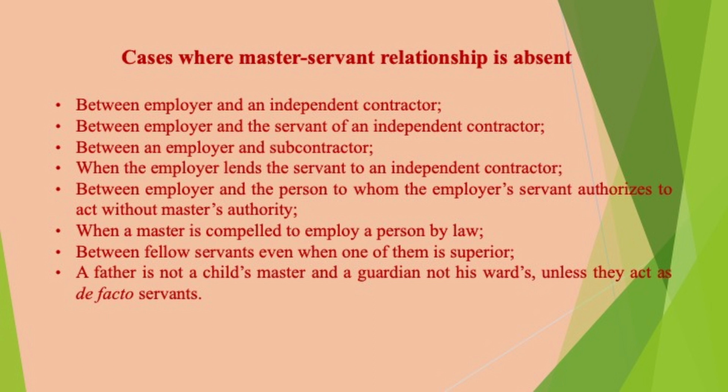When the employer lends the servant to an independent contractor, he does not exercise control over him. And whenever the employer is compelled to employ a person by law, the employer has no choice, and hence there is no master-servant relationship between them. When the employee engages another person to do an act without being authorized by the master to do so, there will be no master-servant relationship between the employer and the unauthorized doer of the act. No master-servant relation exists between fellow servants, even where one of them is superior to the other. A father or guardian is not a child's master unless the child in fact acts as his servant.